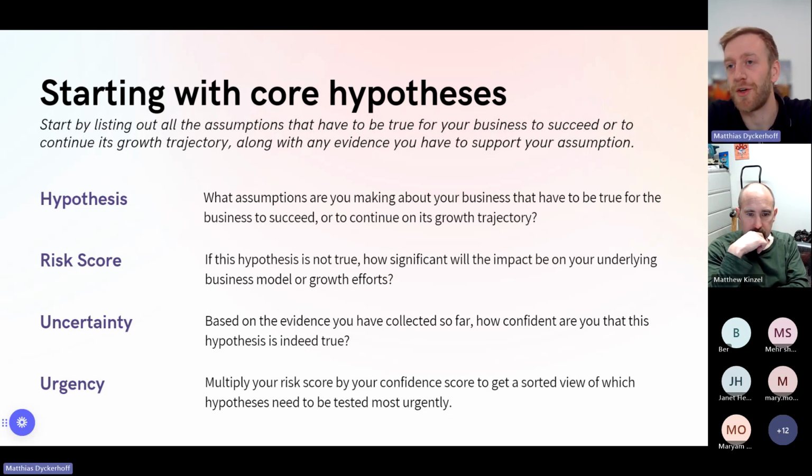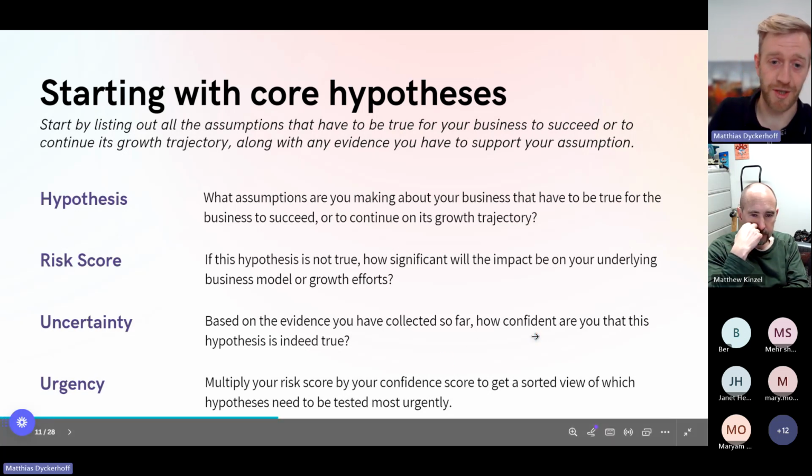Along with that is an uncertainty. As I get more testing done and I evaluate this business model, hopefully my uncertainty will decrease as I gain more evidence to support or refute these hypotheses about the business. And so the risk and the uncertainty together form a sort of urgency score for each hypothesis that says, okay, what is the urgency that I need to get more data or information about this hypothesis?